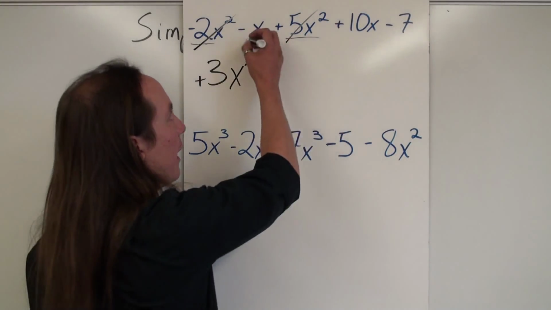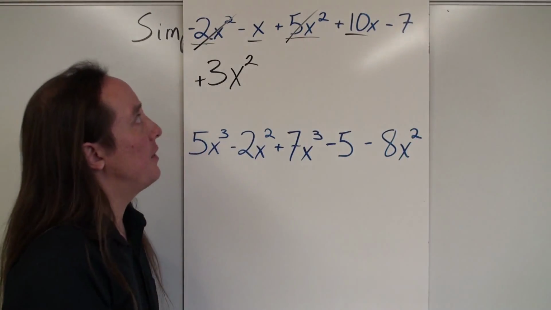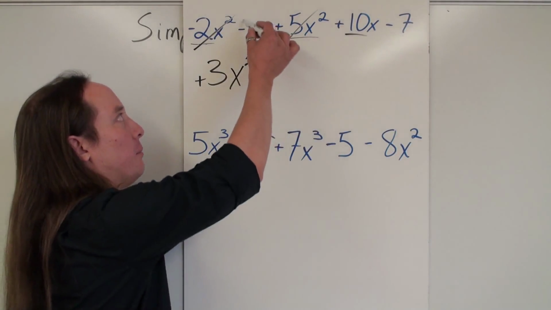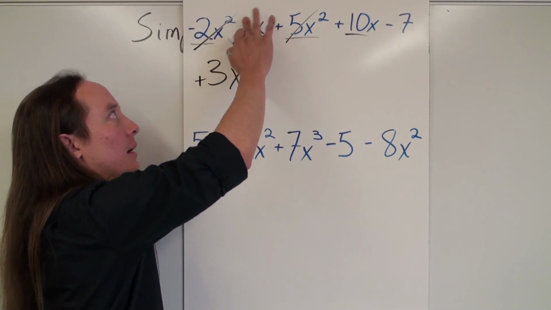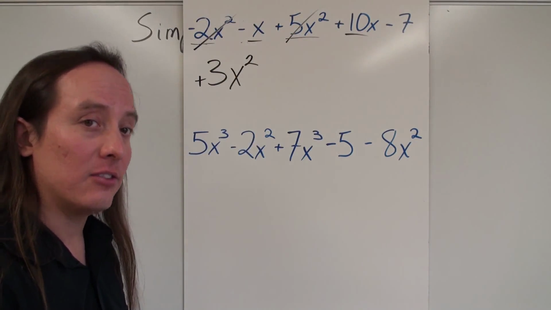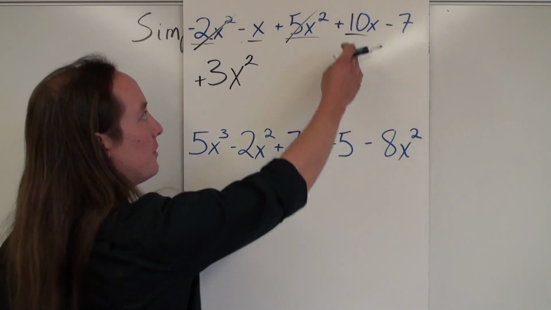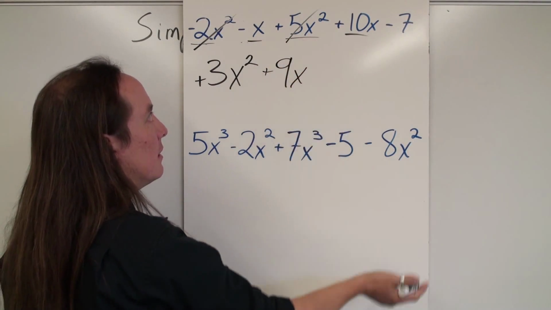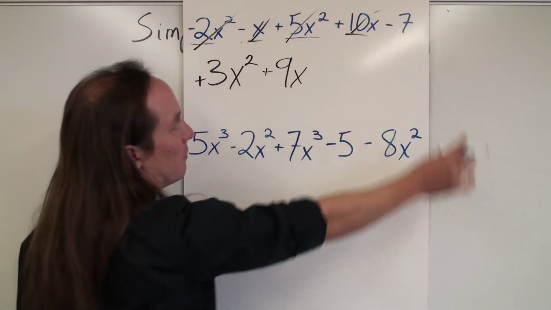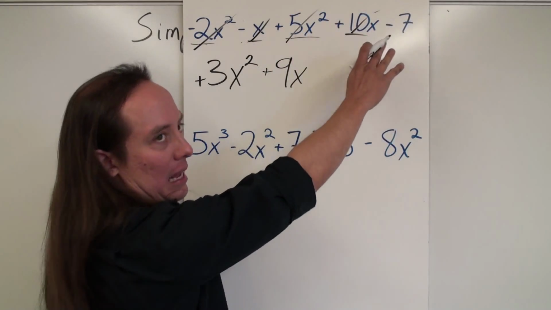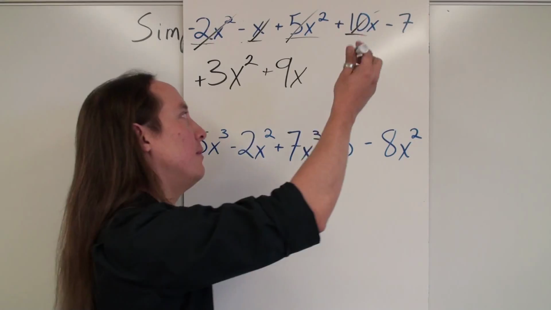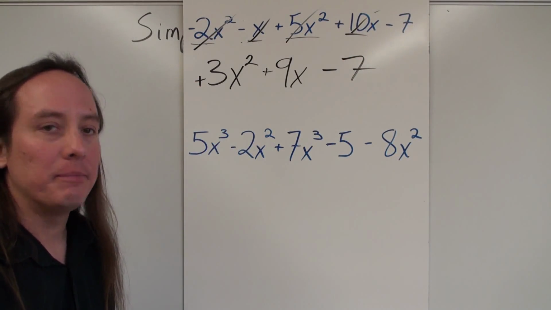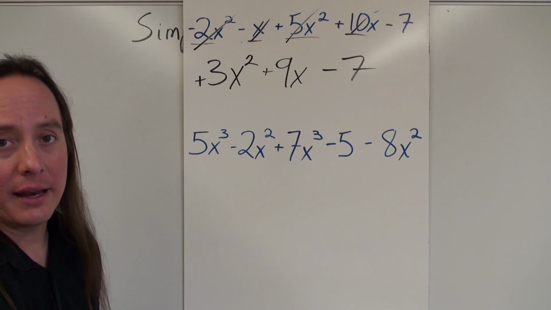Now, I have 10x, a positive 10x, and a minus x, or a minus 1x. Remember, they'll never put the 1 in front of there, so we have to get used to seeing that now and understand that it's a 1. So 10 minus 1 is 9, positive 9x. And now I group together those two terms. And like I said, the 7 doesn't have a buddy to group together with, so he's kind of by himself. Minus 7. That should be your answer for that one. 3x squared plus 9x minus 7.